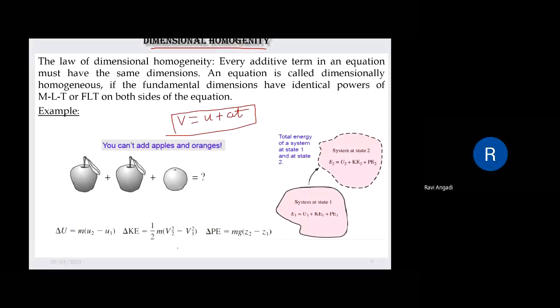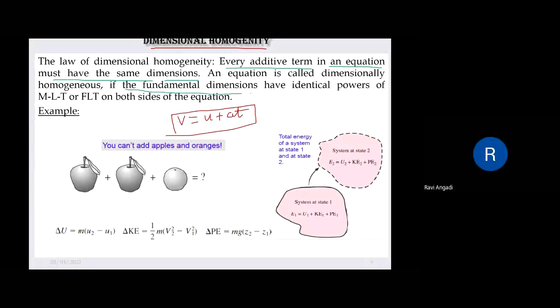So if you want to define dimensional homogeneity, it means whenever you take any equation, its LHS and RHS dimensions should be identical. Then we call it dimensional homogeneity. It means every additive term in an equation must have the same dimensions. Then that equation is called a dimensionally homogeneous equation.